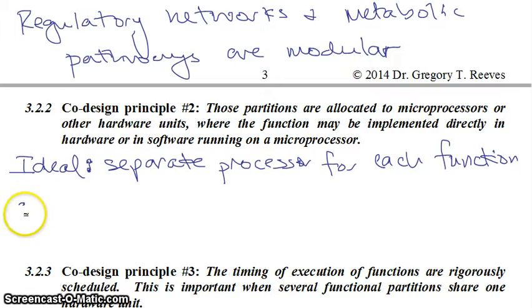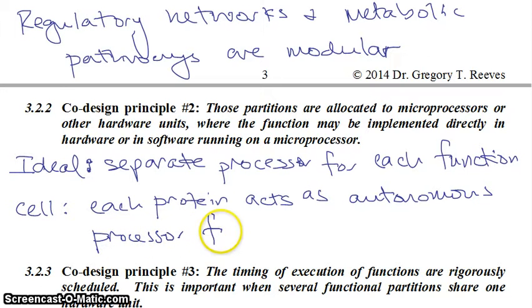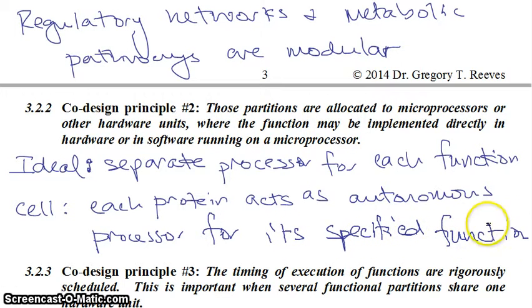But in the cell, each protein acts as an autonomous processor for its specified function. And so you actually do almost have that, because you have the DNA, if you think of that as code, acting massively in parallel, making all these different proteins, and each protein can act as its own autonomous piece of code being executed.